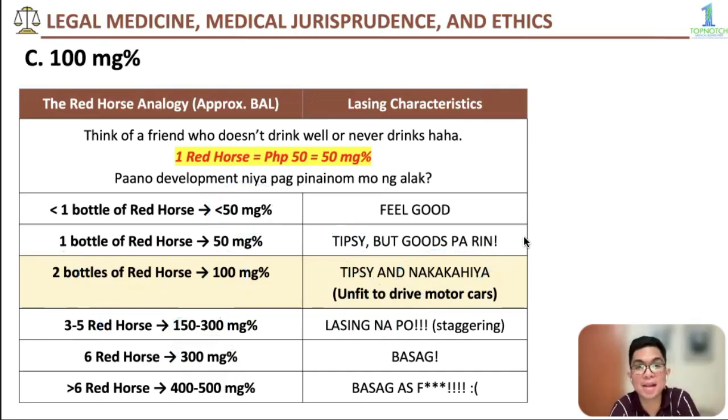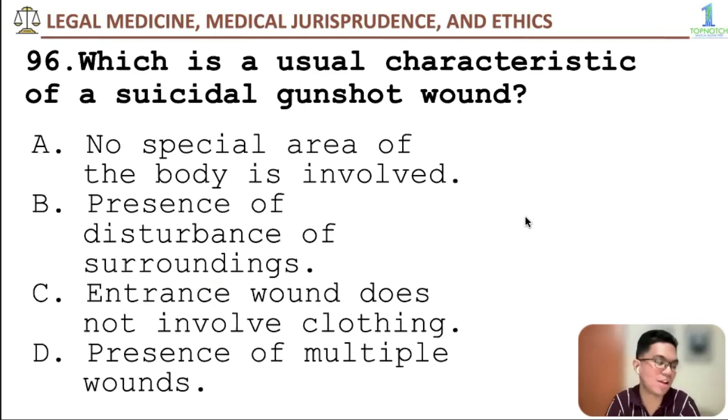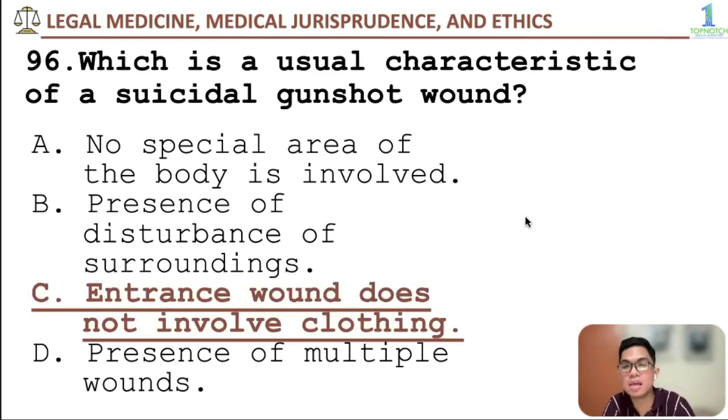Okay, so I hope that helps you, kasi yun yung gamit ko sa boards and may nasagot naman ako sa exam noon. Okay, so last 5 questions. Which is a characteristic of a gunshot wound? The correct answer is that suicidal wound does not involve the clothing.